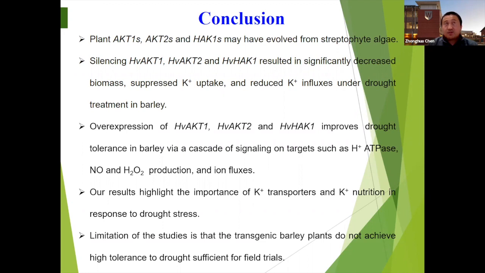So doing transgenic work on one single gene may not be very effective for drought stress, which is a very complicated trait in crops. And so far, I've never seen any group claim a transgenic plant with one single gene that can actually be super tolerant to drought.